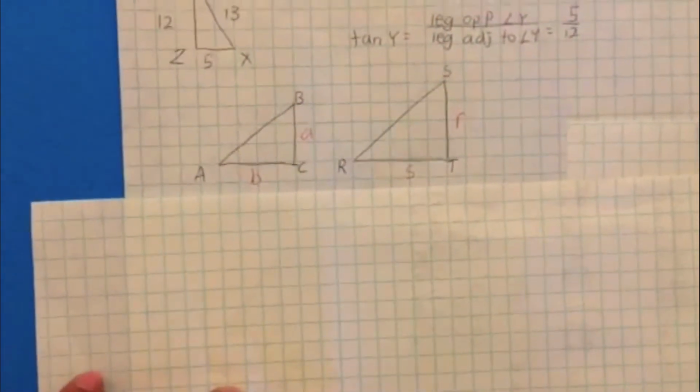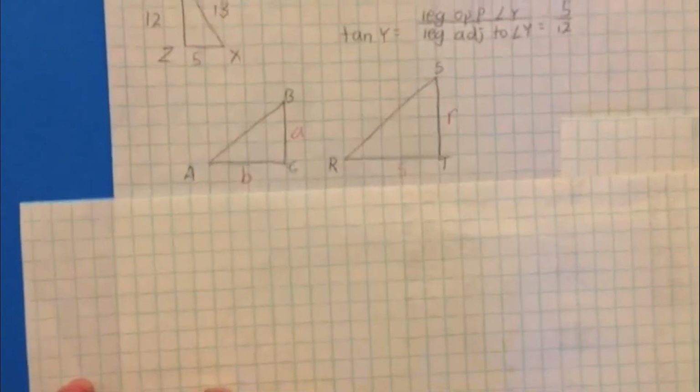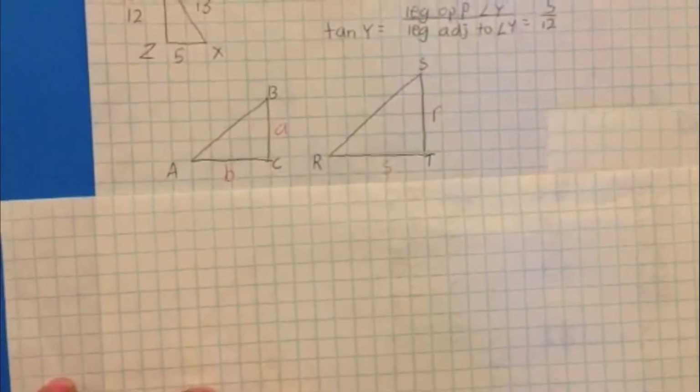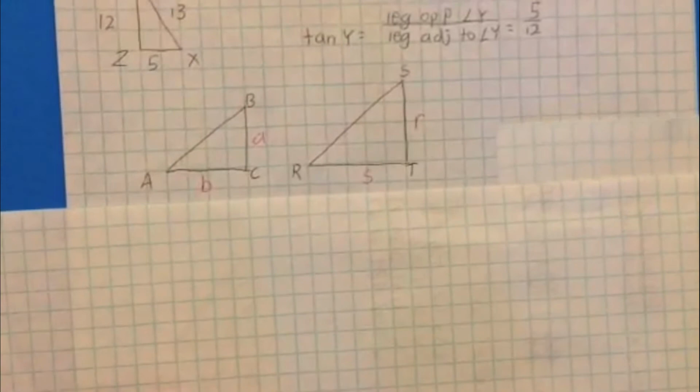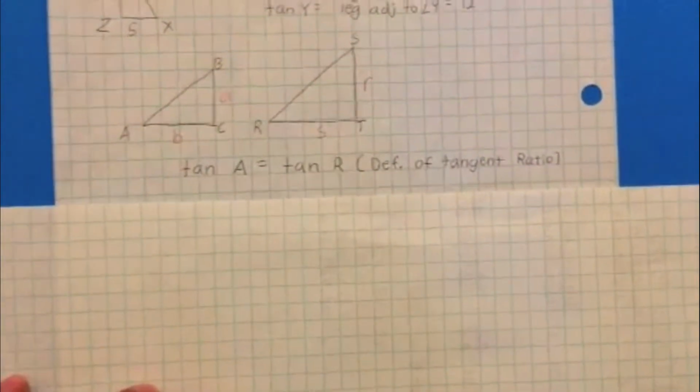Now here's a fun fact. In similar triangles, the tangents of the two corresponding angles are congruent. Yes. And that's by the definition of the tangent ratio.